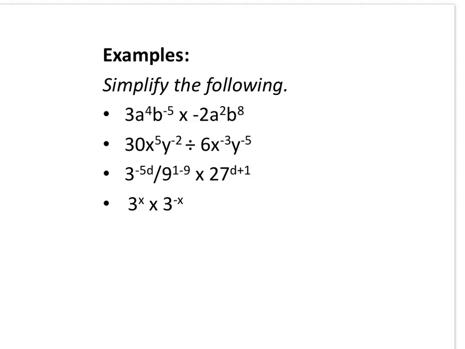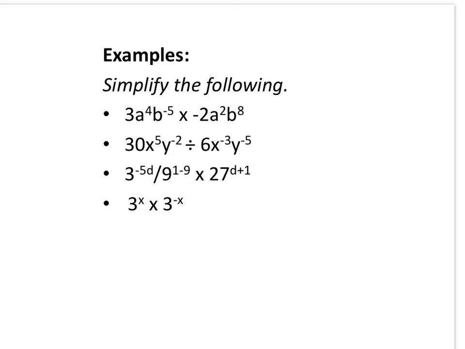Examples. Simplify the following. Number 1, 3a raised to the power 4 b raised to the power minus 5 times minus 2a raised to the power 2 b raised to the power 8. Number 2, 30x raised to the power 5 y raised to the power minus 2 divided by 6x raised to the power minus 3 y raised to the power minus 5.